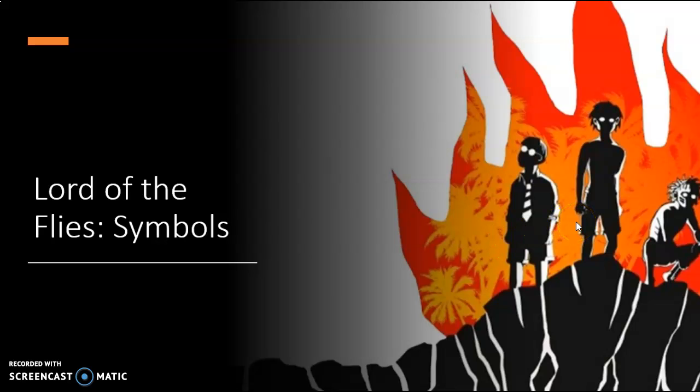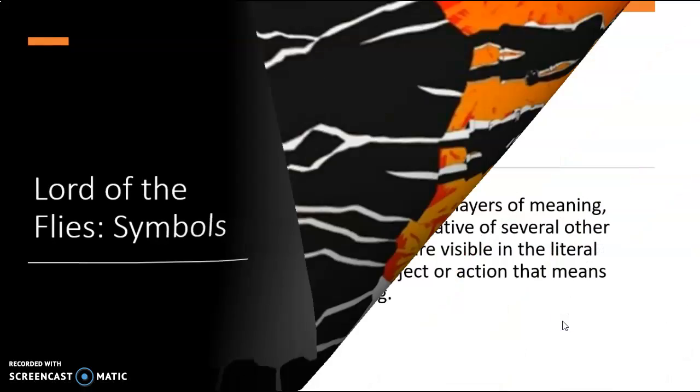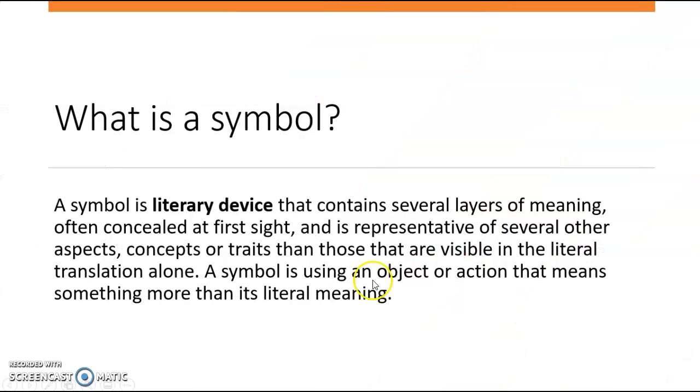Hello everyone! For this lesson, I want to focus on some of the symbols that you will be encountering while reading Lord of the Flies by William Golding. First, what is a symbol? A symbol is a literary device that contains several layers of meaning, often concealed at first sight, and is representative of several other aspects, concepts, or traits than those that are visible in the literal translation alone. A symbol is using an object or action that means something more than its literal meaning.